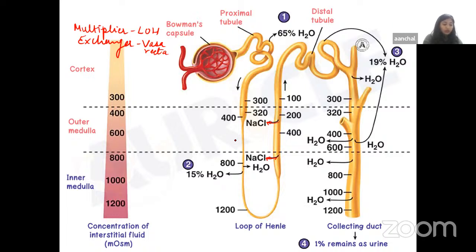So the reabsorption of sodium chloride from the ascending limb and the addition of new sodium chloride from the filtrate increase, or multiply, the osmolarity of this medullary interstitium and the medullary gradient. That's why this is known as the countercurrent multiplier.